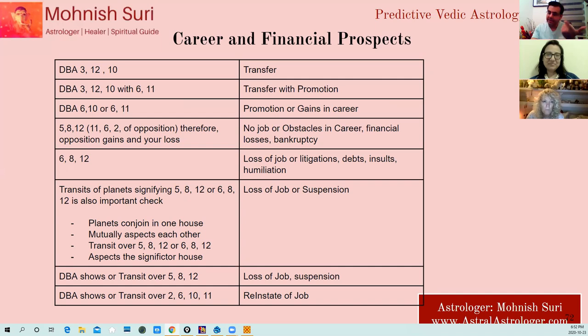If the box is opening, yes, you're going to get divorced. And somebody says financial gains, I took the key of 2, 6, 11. I injected it into three planets. If I can open it, money gains. If I can't open it, no money gains. So this is what we are doing in this whole series.